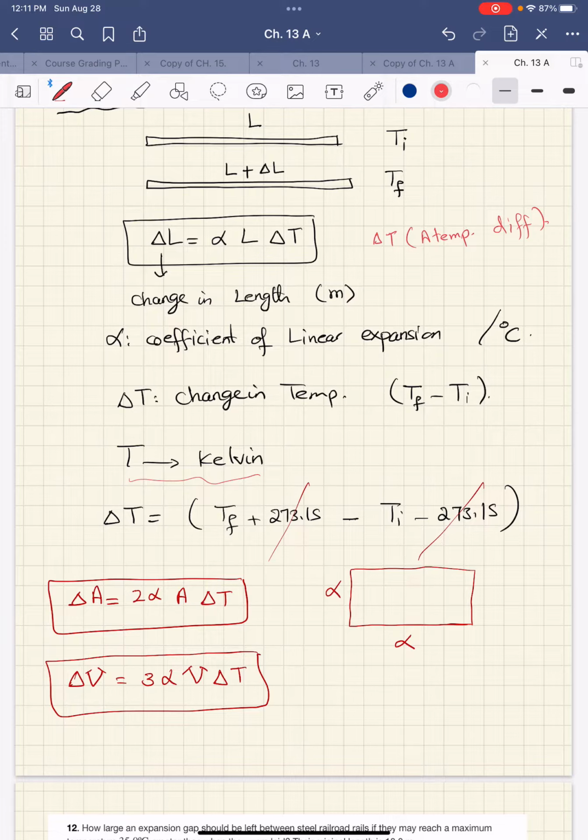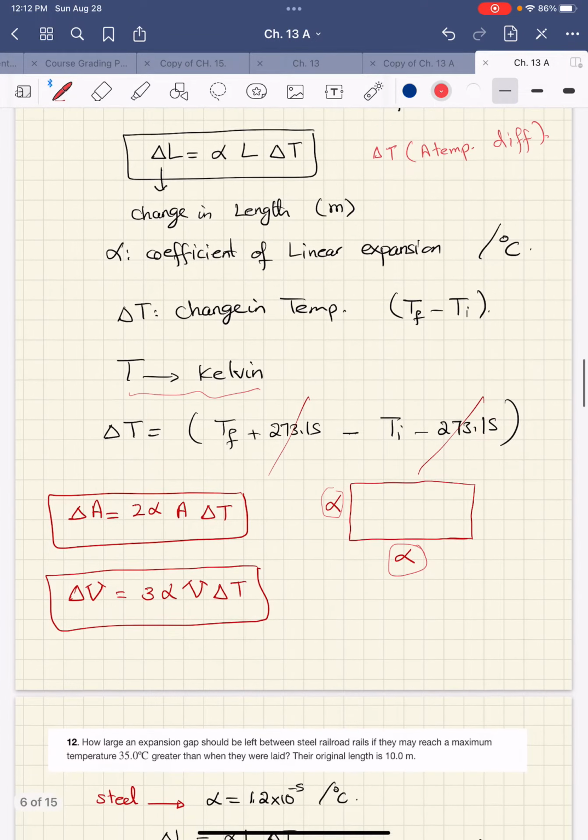Now, one more thing: if I have something that has an area, therefore you have two dimensions, each is going to expand by the rate of alpha. Therefore, the change in the area is going to be 2 alpha times A times delta T. And the change in the volume is going to be 3 alpha times the volume times delta T.